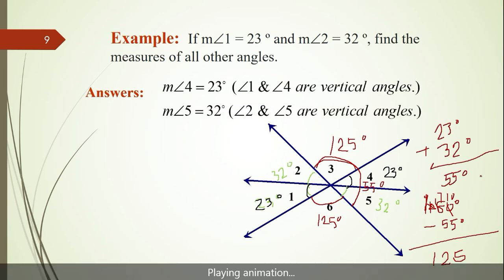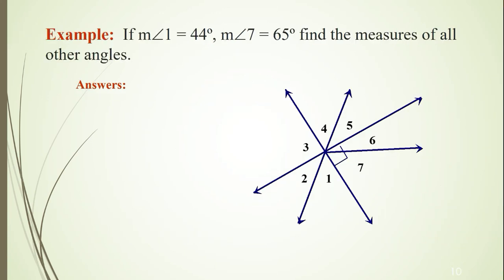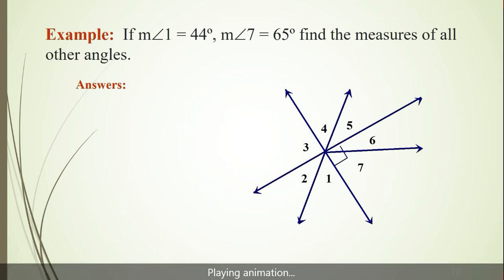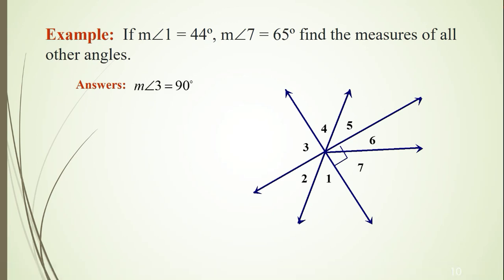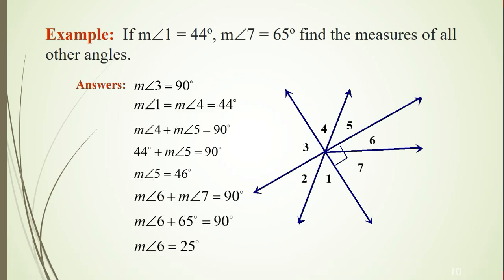So let's check our answer. Angle 4 is 23, correct. Angle 5 is 32. And the other angles, angle 3 and 6, are 125 degrees. Vertical angles are very helpful. Okay, let's continue. We have more examples right here. Let's skip that. You can try answering that. So this should be the answer. Try answering and check whether you get the same value. Comment down below if you got the answer right.